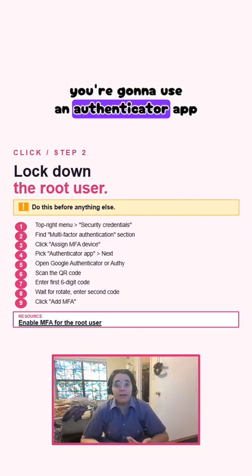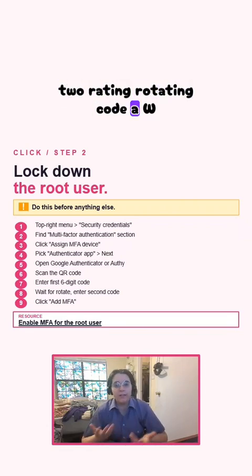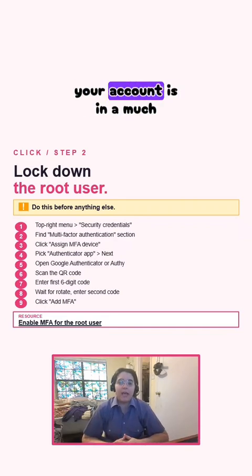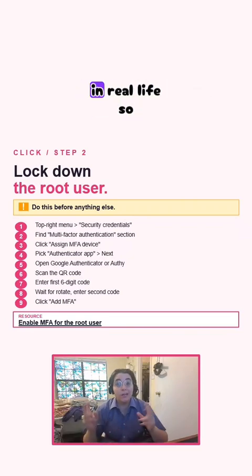You're going to use an authenticator app, scan a QR code, and enter the two rotating codes AWS asks for. And then once root MFA is on, your account is in a much better starting position and it's going to look a lot more like how we do this in real life.